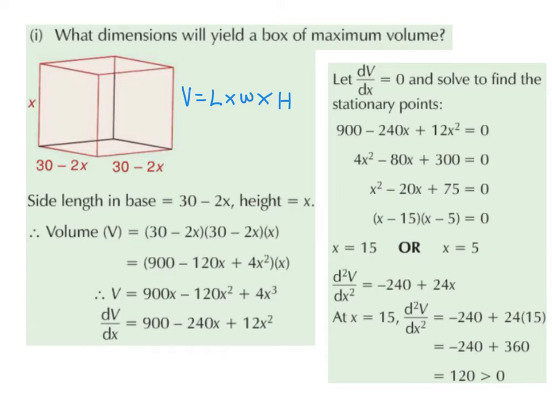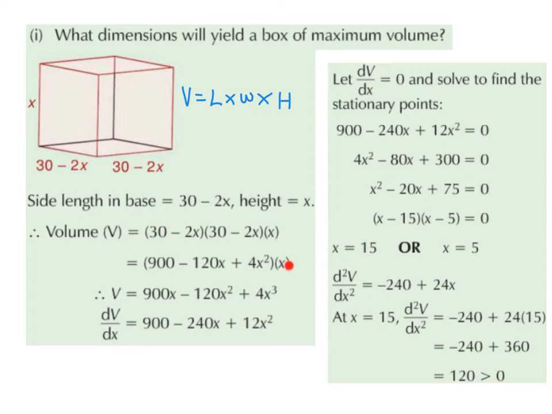So we know that the length is 30 minus 2x, the width is 30 minus 2x, and the height is x. So it's going to be 30 minus 2x multiplied by 30 minus 2x multiplied by x. So that's where this comes from here. So if we just start off by multiplying out 30 minus 2x and 30 minus 2x. 30 by 30 is 900. 30 by minus 2x is minus 60x. Minus 2x by 30 is minus 60x. Put them together to get minus 120x. And minus 2x by minus 2x is plus 4x squared.